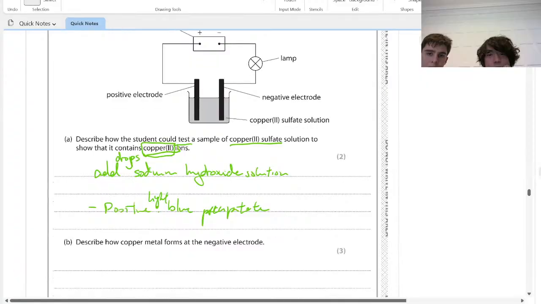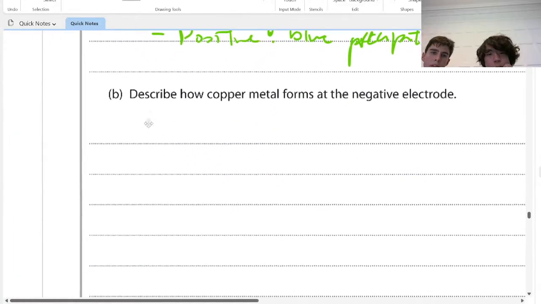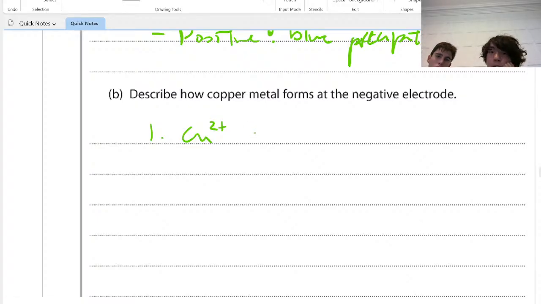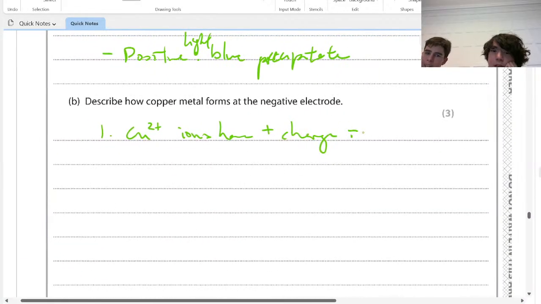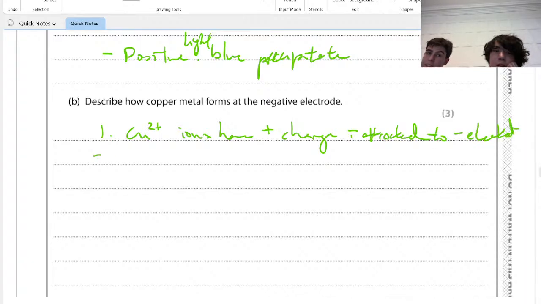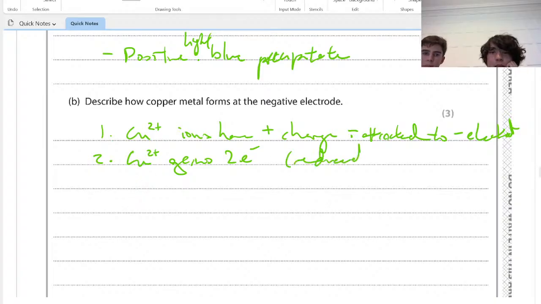For this, it's 3 marks, so it's probably going to be the negative electrode. The copper is reduced. Copper has a positive charge and is attracted to the negative electrode, which is called the cathode. The cathode attracts cations, so it's negative because cations are positive, and the anode is positive because it attracts anions, which are negative. Cu2+ gains 2 electrons. Put it in brackets because it's reduced, as they might want it in the mark scheme.